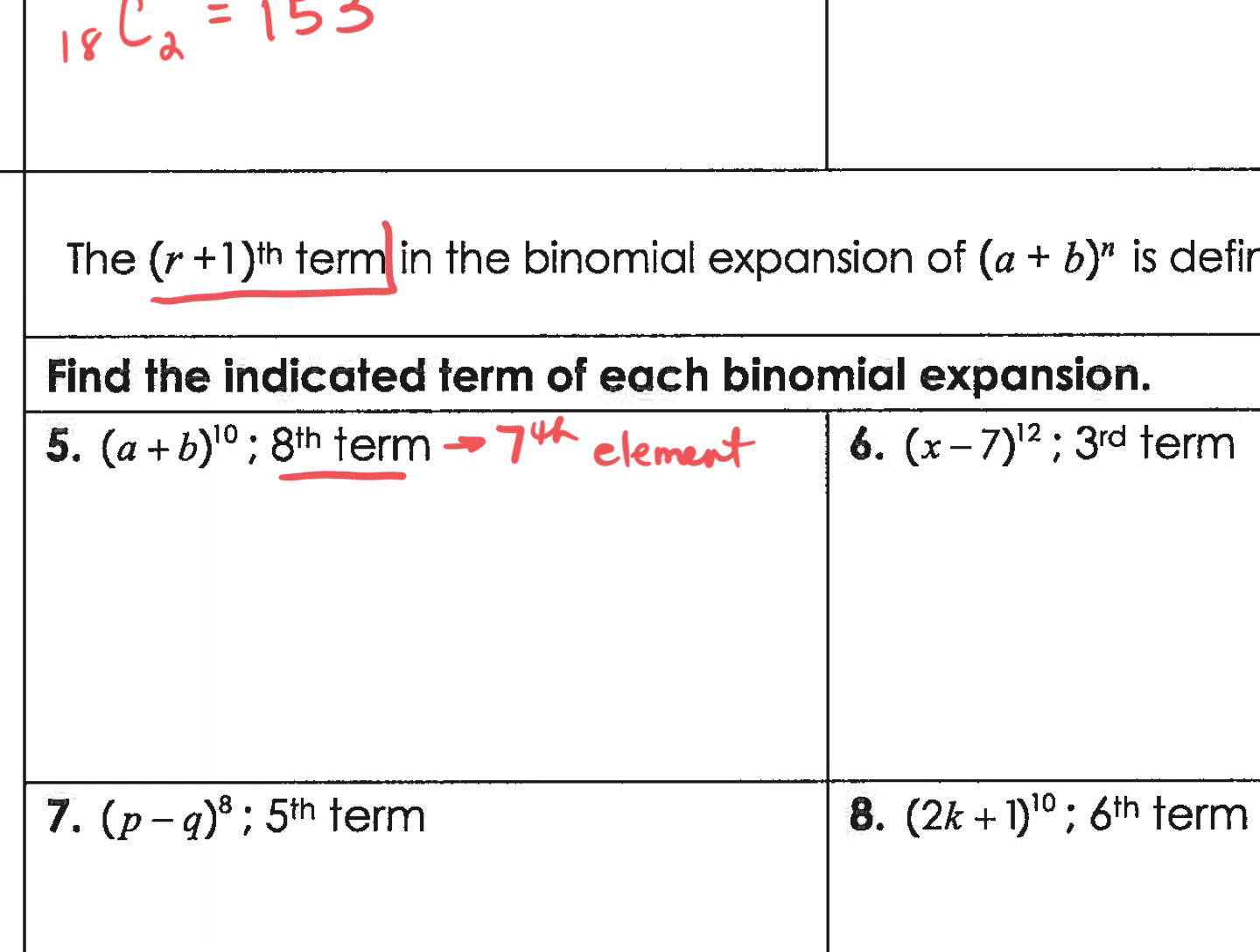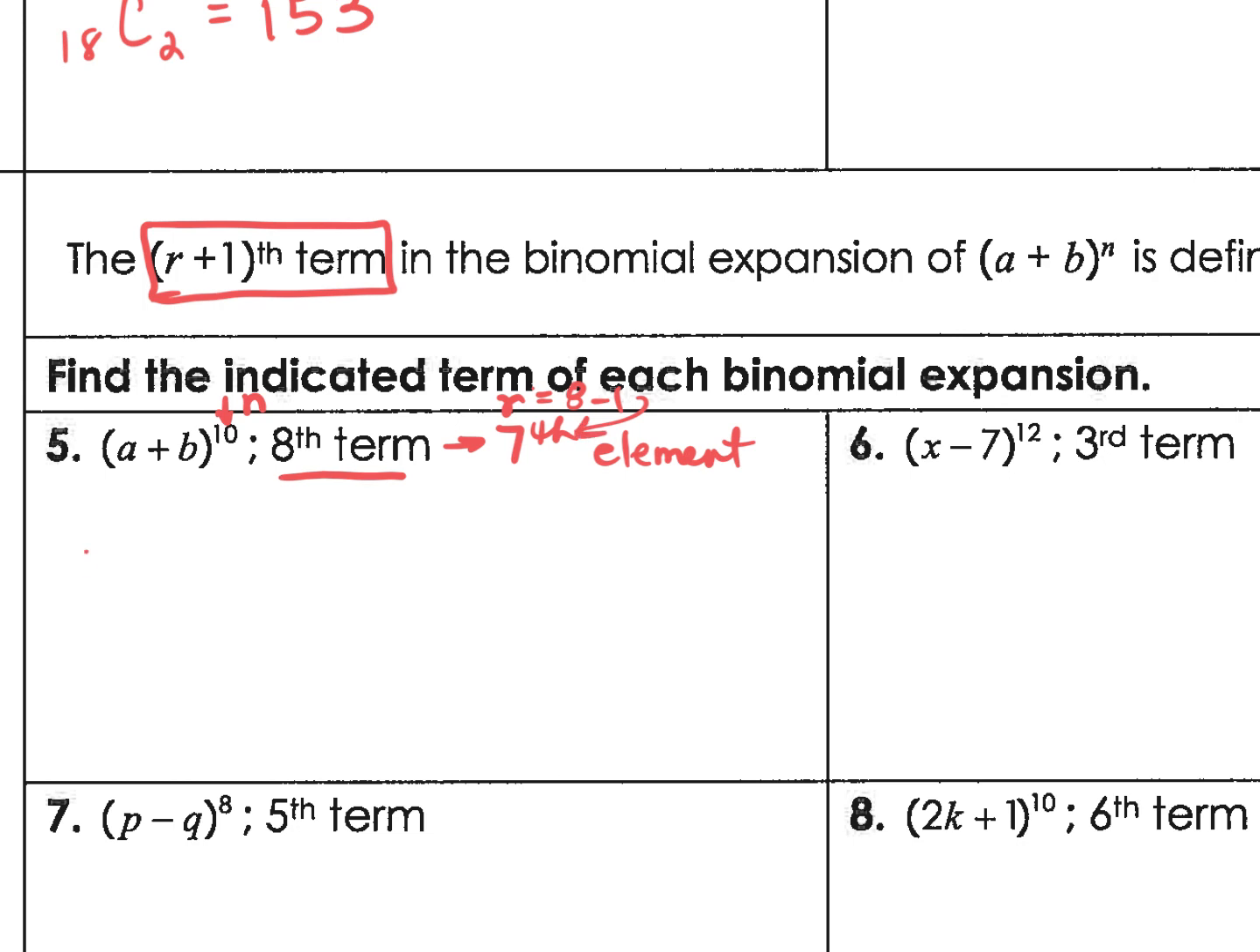Because this is the R plus 1th term. So R is going to be 1 less than that element, okay? So what is N? A plus B to the 10th power, we want the 8th term. So what's N? 10. So this is going to be N. And this is going to be R right here. It's going to be the term minus 1. So this would be 8 minus 1, which gave me 7.